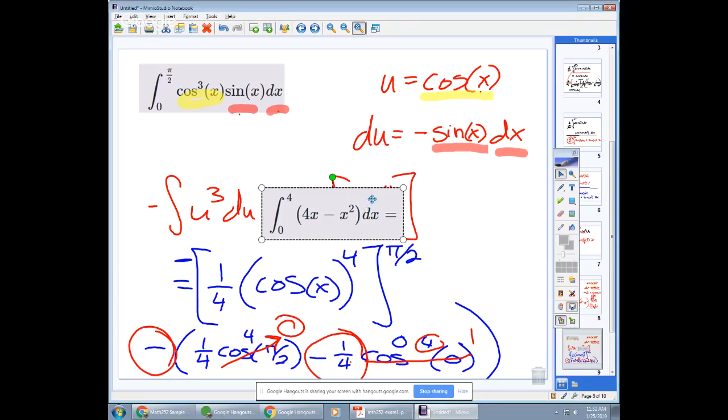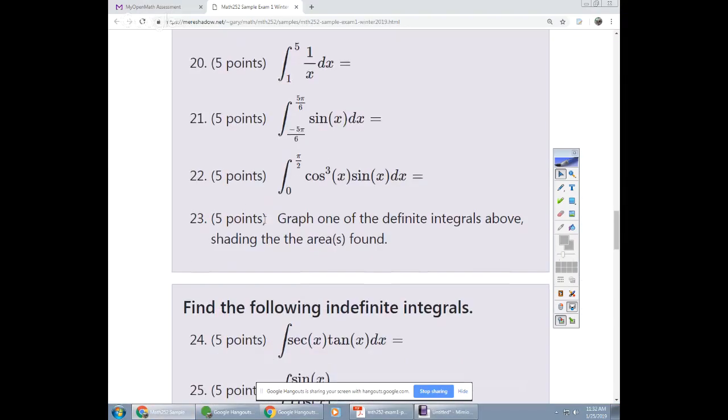And on every one of these, notice back here, I'd say for 23, graph one of these and shade the area, see what it looks like. It's not a bad idea to do that on every one of these.